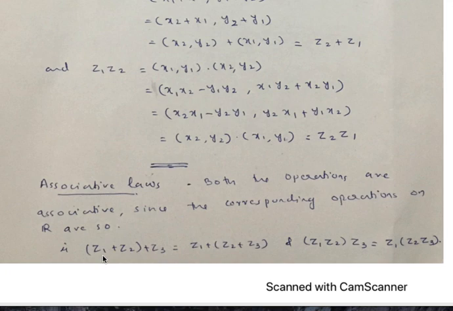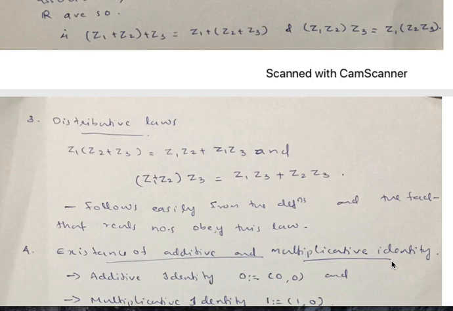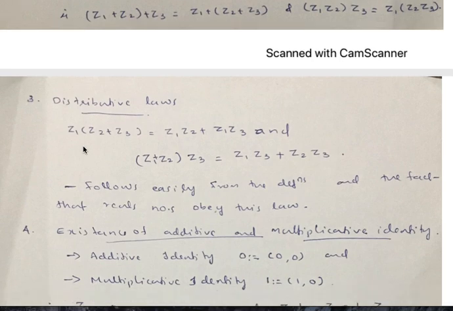Now associative law again follows from the associative law for real numbers. The associative law statement is z1 plus z2 plus z3 is nothing but z1 plus z2 plus z3, you can do it in any order. Again for multiplication it is z1 z2 times z3 is equal to z1 times z2 z3. Now the distributive law of multiplication over addition again follows easily from the respective laws of addition and multiplication of real numbers.